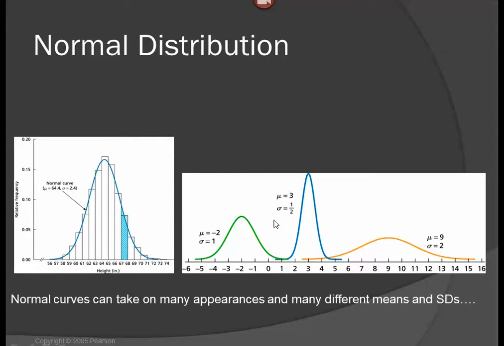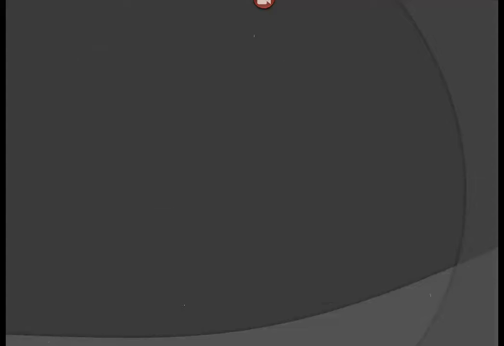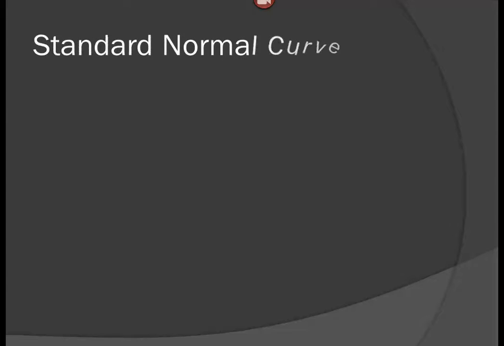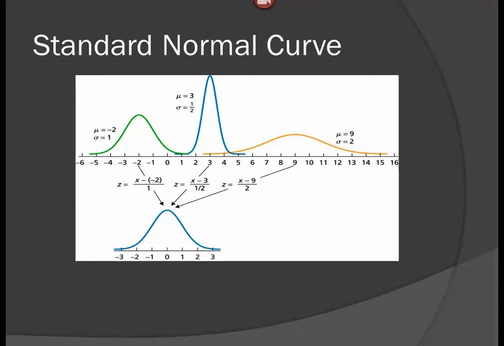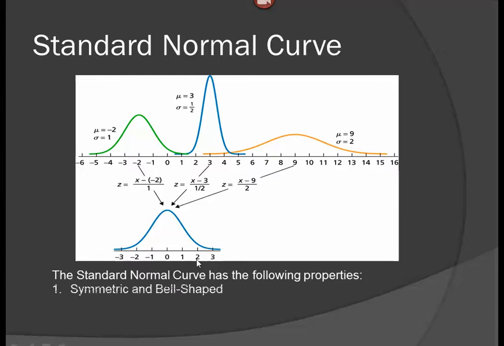So since we have so many different curves that all depend on what particular distribution we have according to the mean and the standard deviation, we need a curve that we can relate all these curves to. And this curve that we relate all of these other curves to is called the standard normal curve. We use it as a standard because it never changes. All of these will change depending on the type of data we're dealing with, but the standard normal curve always stays the same. First of all, it's always symmetric and bell-shaped.